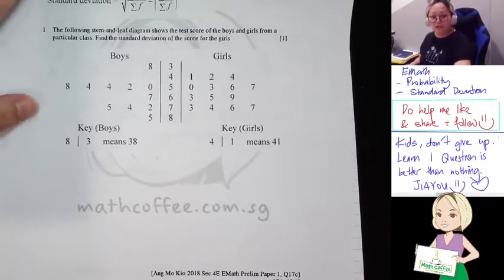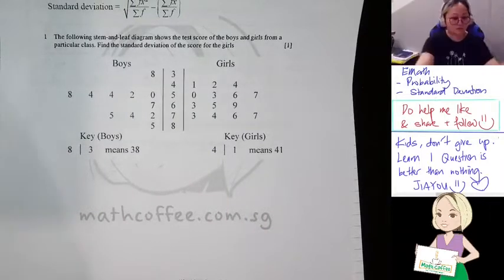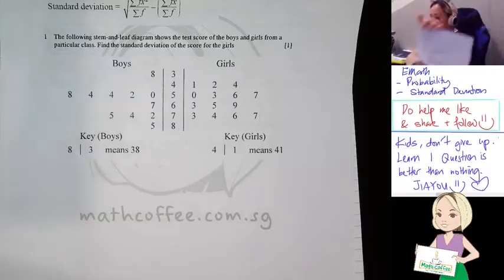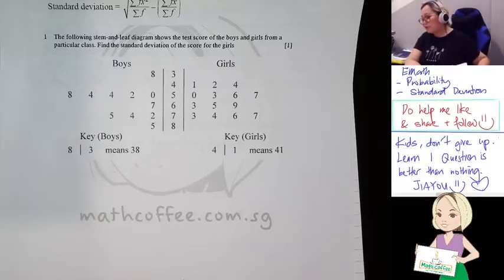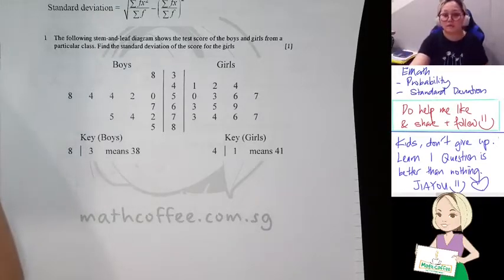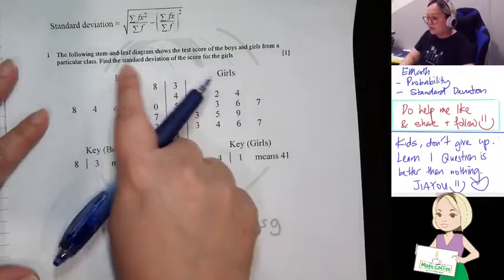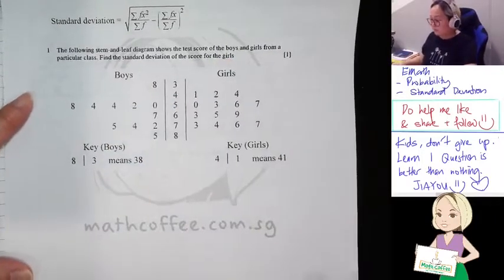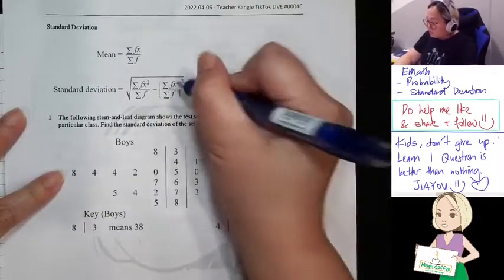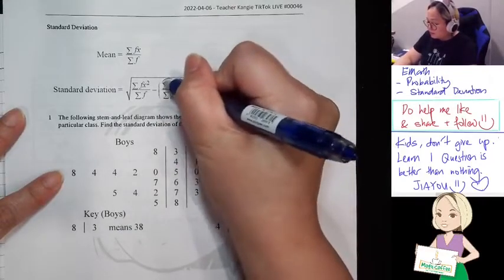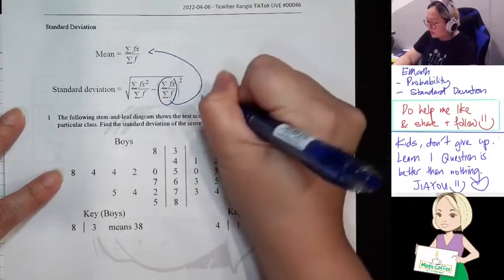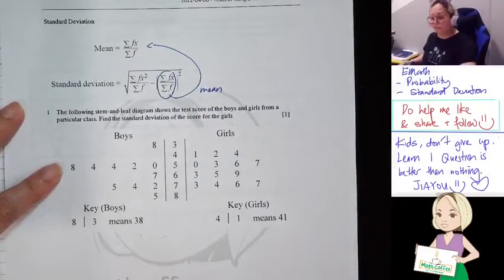This is a stem and leaf diagram that shows the test score for both the girls and the boys. They ask you to find the standard deviation of the score for the girls. Please take note that your formula over here, this part, is actually the same as this. In other words, it's actually mean square. This is actually mean.